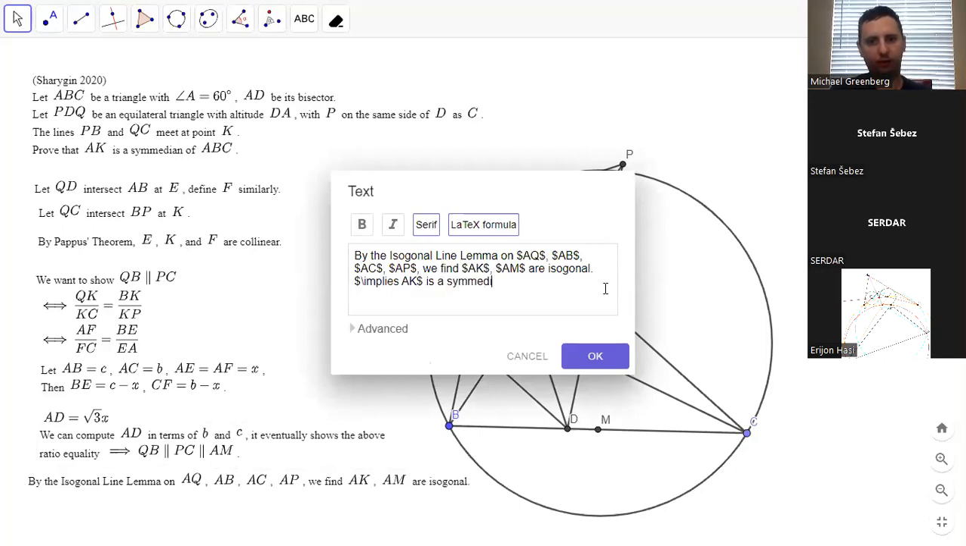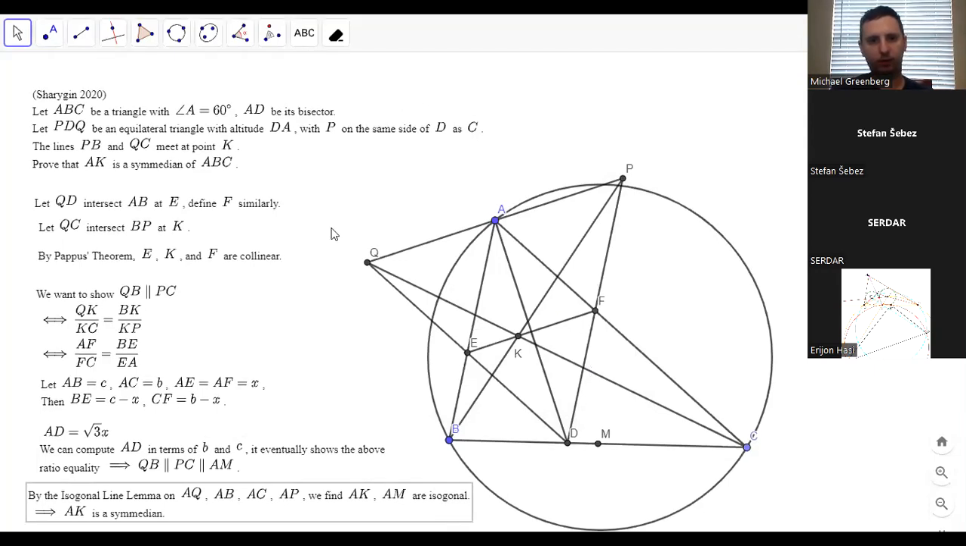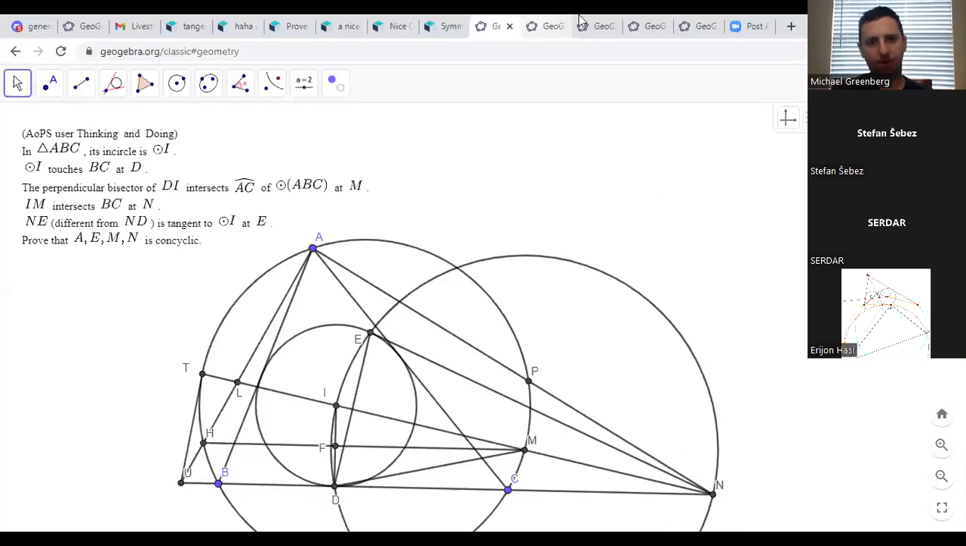This is an interesting solution. A little bit of calculation. So I will move on to the next problem.